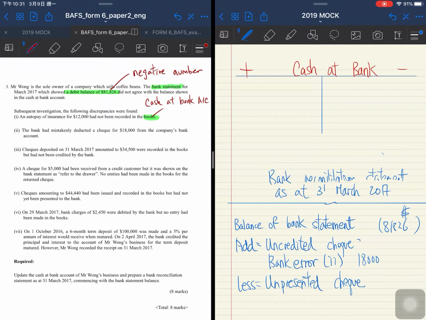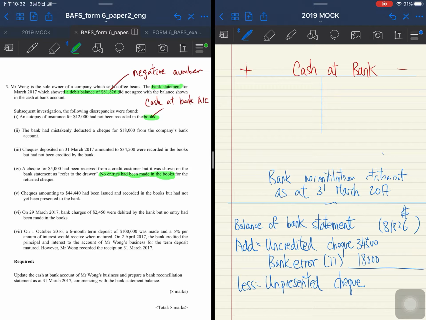Third, a cheque deposited on the 31st March, amount 34,500, was recorded in the books but had not been credited by the bank. So we add this one, 34,500. Fourth, a cheque of 5,000 had been received from a credit customer, but it was shown on the bank statement as refer to the drawer. No entry has been made in the books. So it is related to the books, that is the cash at bank account.